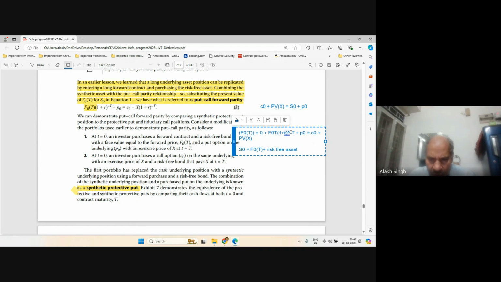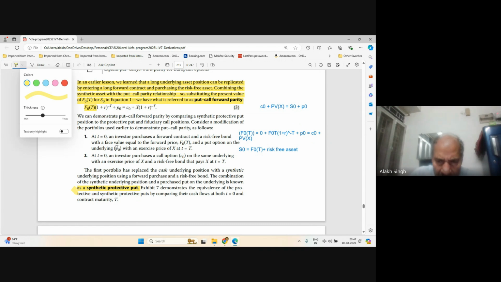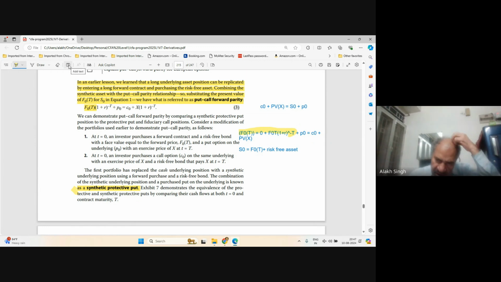So this entire part from here to here is called synthetic. This part, F0T plus this one, is called synthetic stock because it is not a stock. Synthetic stock means a forward whose value is 0 right now, plus buying the risk-free bond. So this one is called synthetic stock.